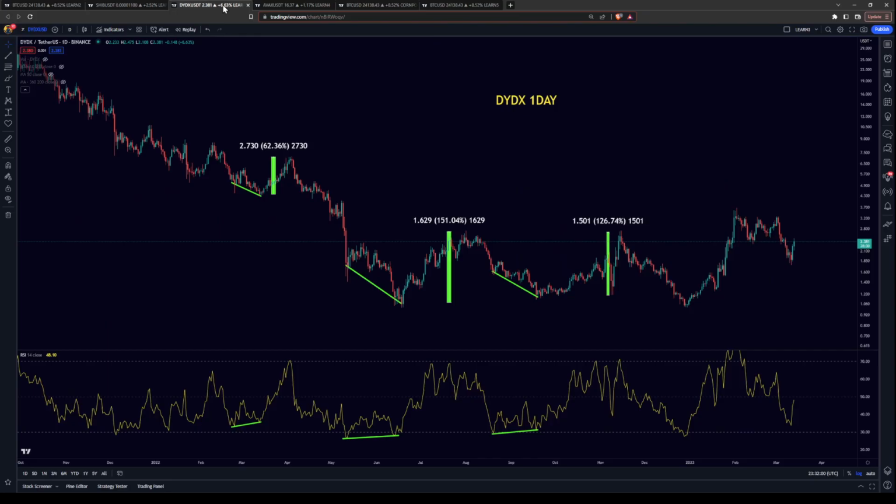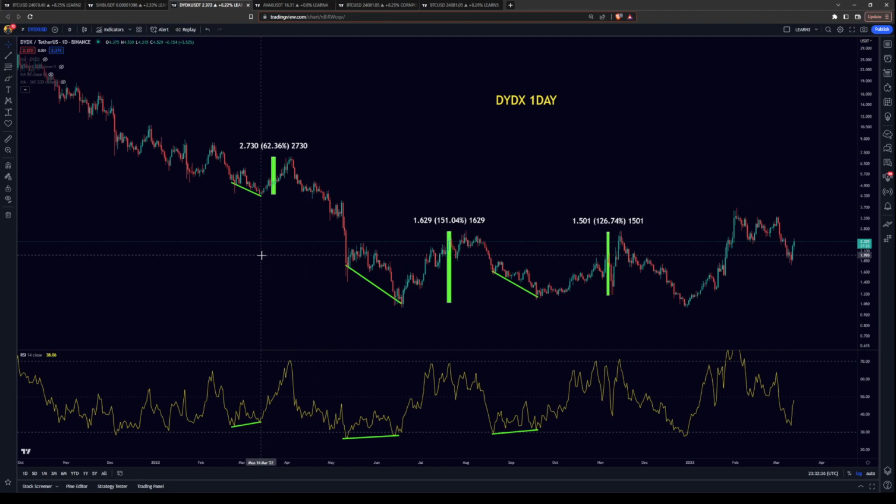Next chart we're going to look at is DYDX. Now again, we're just looking at divergences for the most part here. Now I'm just giving you an idea here of how much of a move you can expect when you're using at least the 1-day time frame, right? So a 4-hour chart, that's going to be pretty decent for a divergence as well. You might expect maybe a 20 to 30, maybe 40% moves. On the 1-day chart, you can get numbers like 151% to 126%. 62% on the other side over here.